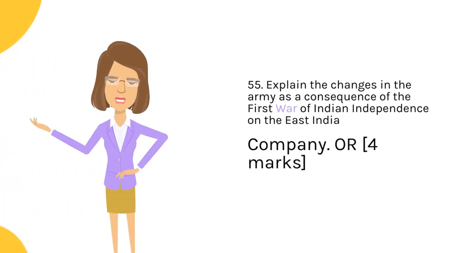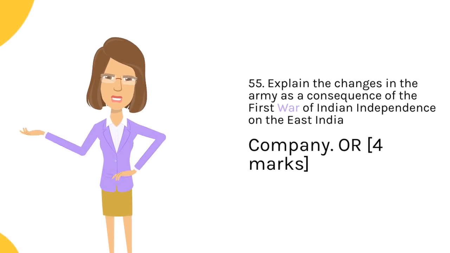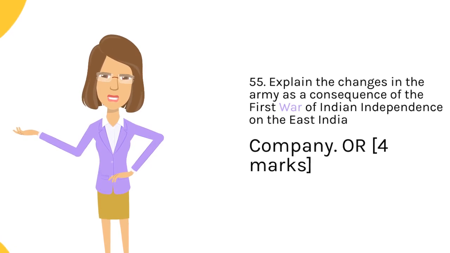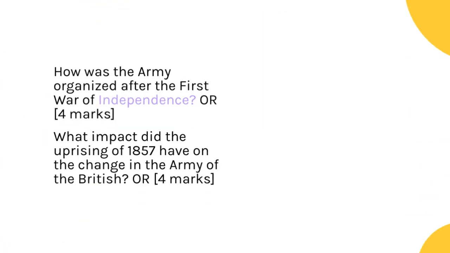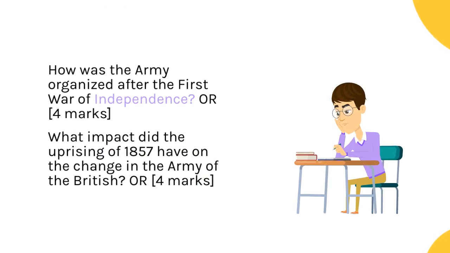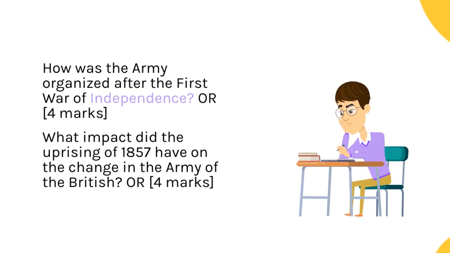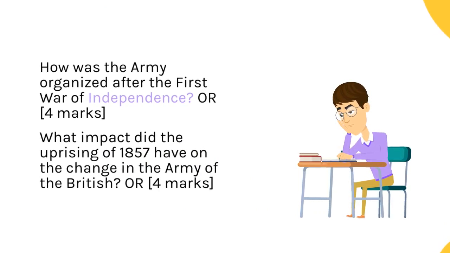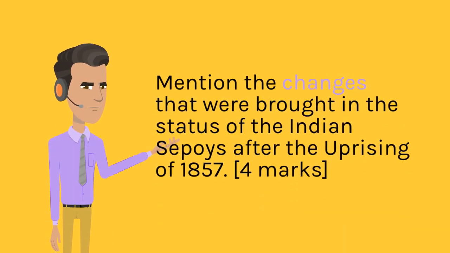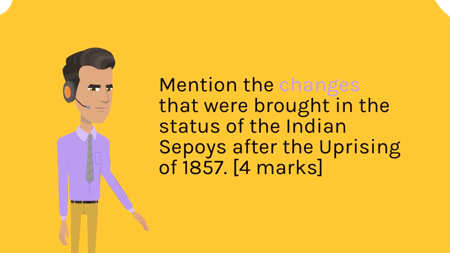55. Explain the changes in the army as a consequence of the First War of Indian Independence on the East India Company. Or, 4 marks. How was the army organized after the First War of Independence? Or, 4 marks. What impact did the uprising of 1857 have on the change in the army of the British? Or, 4 marks. Mention the changes that were brought in the status of the Indian sepoys after the uprising of 1857. 4 marks.